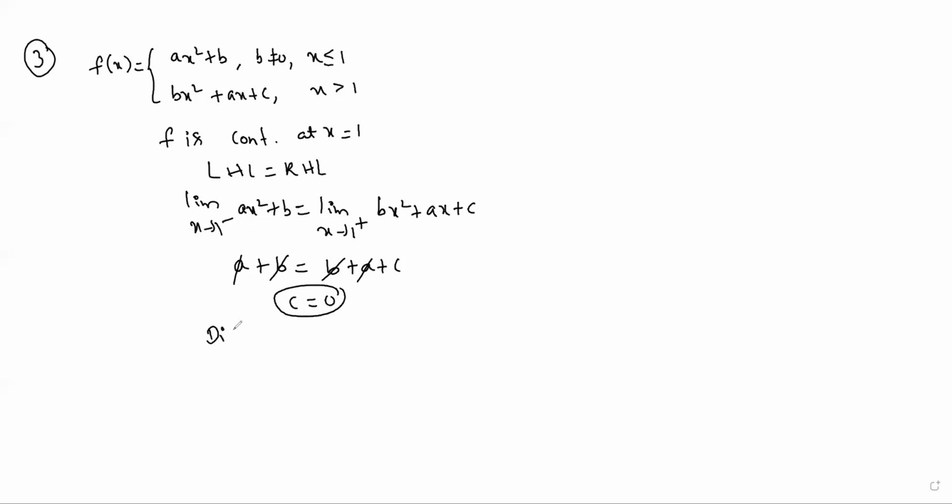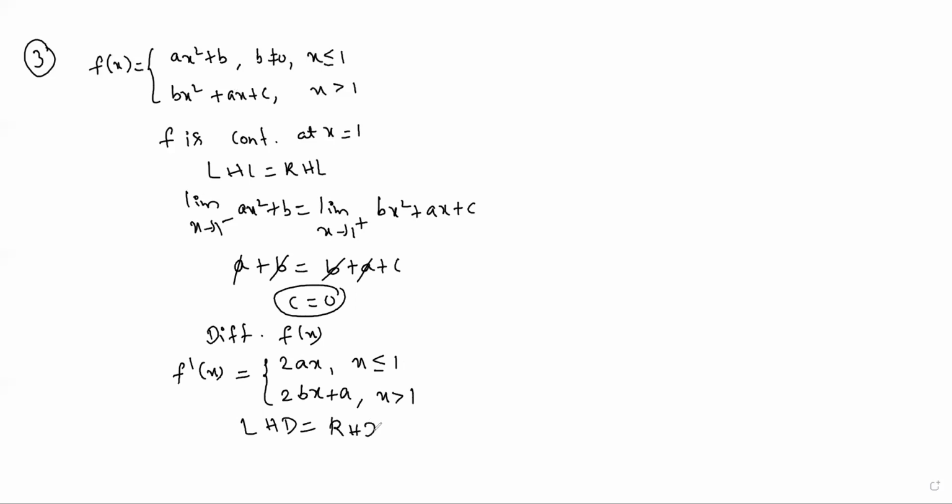Next, it is also differentiable. That's why we need to differentiate f of x. Now what is the derivative of f of x? We will get f dash of x. Then you will take left hand derivative equal to right hand derivative. Here a into x square, derivative 2x, b derivative 0, total 2ax when x is less than or equal to 1. b into x square, derivative 2x, total 2bx, plus a x, derivative a, c derivative 0. When the left hand derivative is equal to the right hand derivative, from this we can find the remaining values.